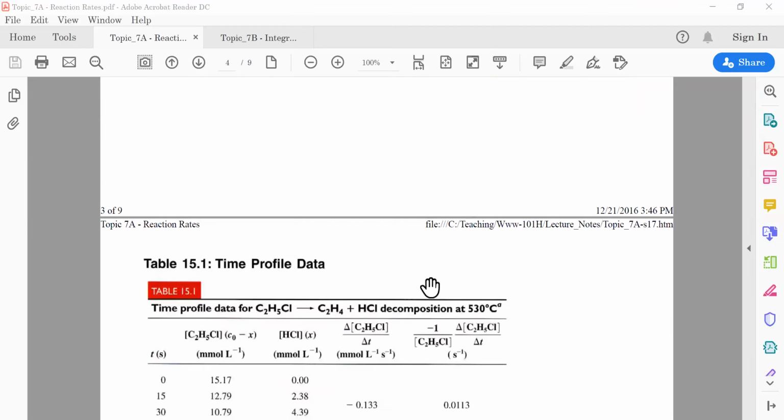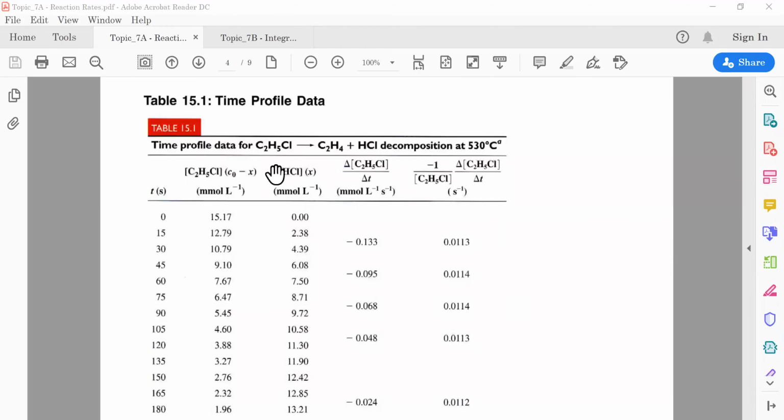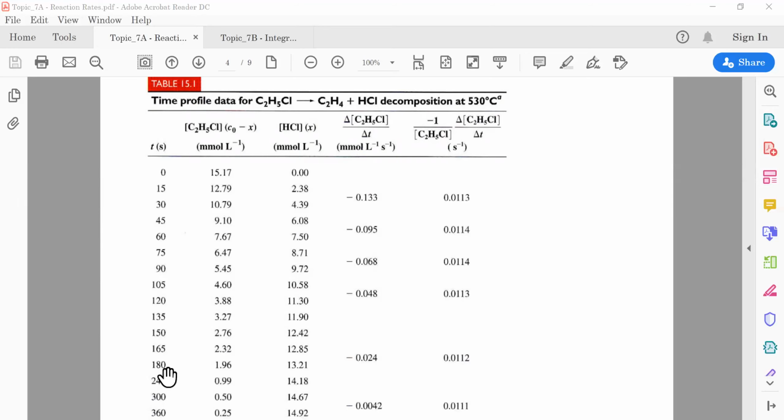Now, if we look at some tabulation of that same data for that same reaction, ethyl chloride going to ethylene plus HCl, and this is at 530 degrees, which of course means that everything is in the gas phase. Here is a tabulation of the time intervals, which are in 15-second intervals until about 180. After that, it's in 60-second time intervals. Here are the concentrations, the measured concentrations. These are experimental data. These are the measured concentrations of the ethyl chloride that remain after each of these times. And you can see that the measured amount is getting smaller and smaller, as you'd expect.